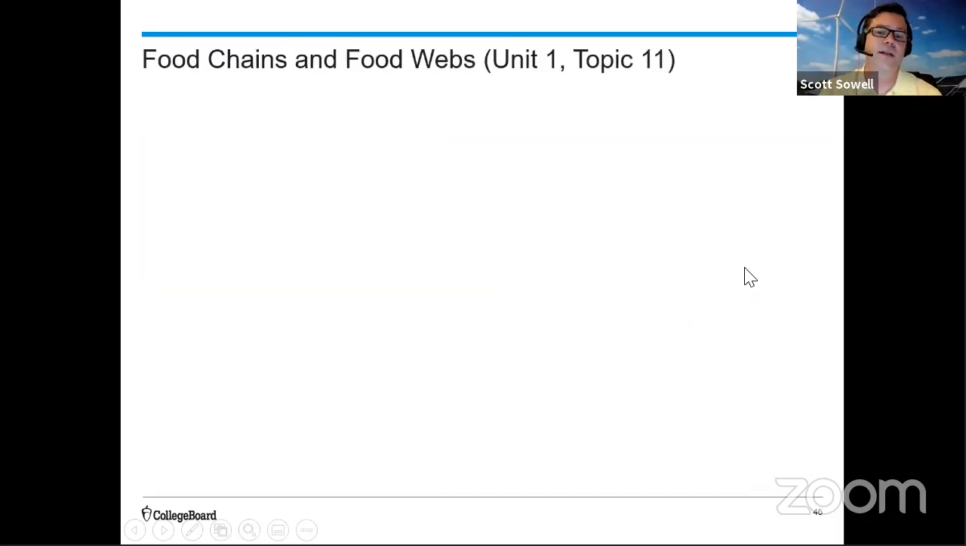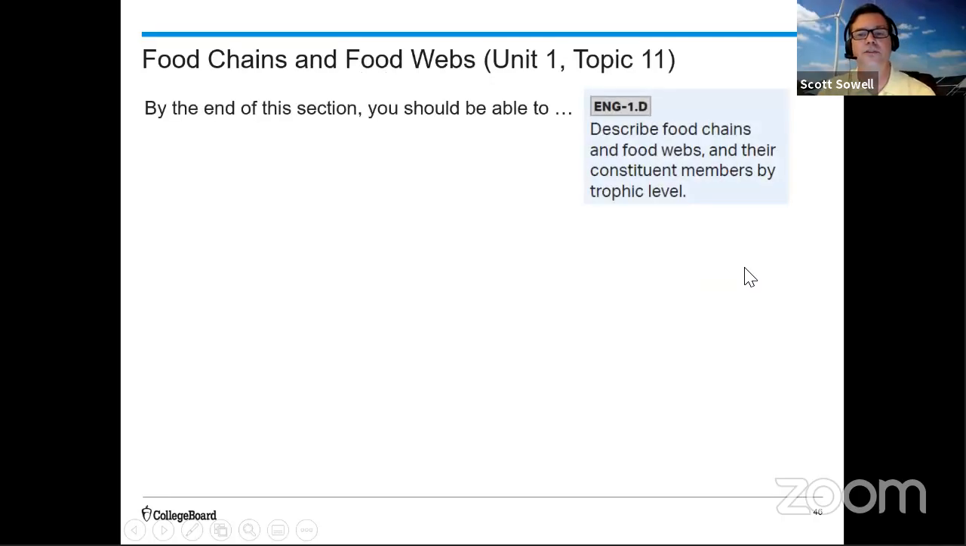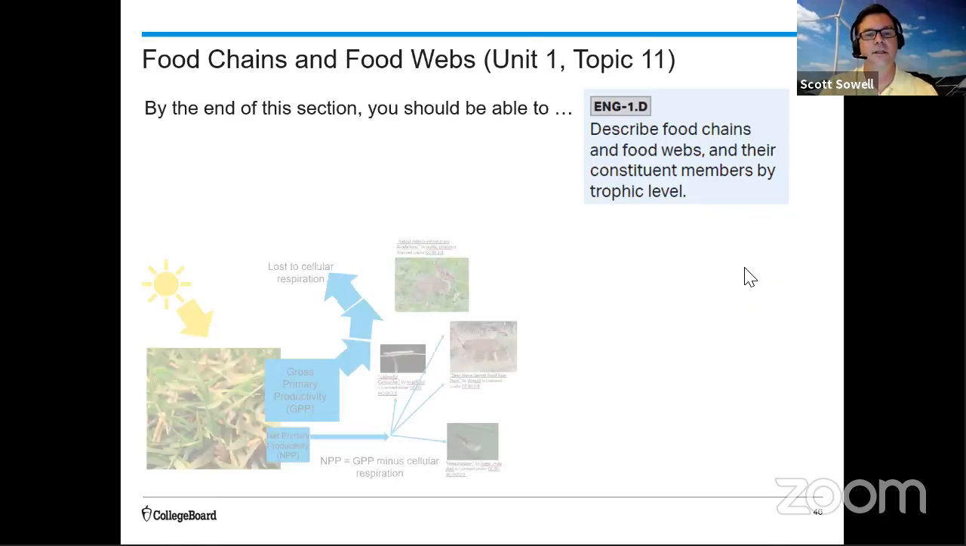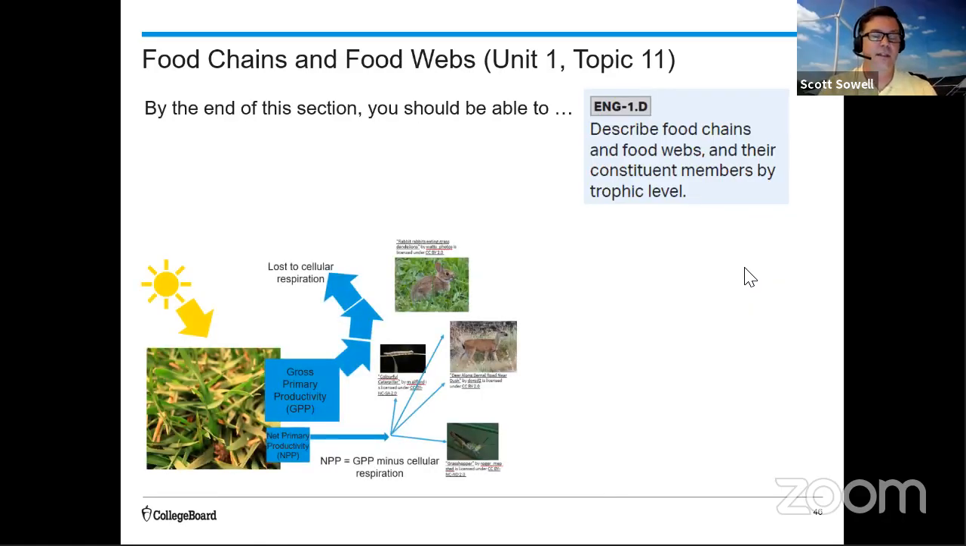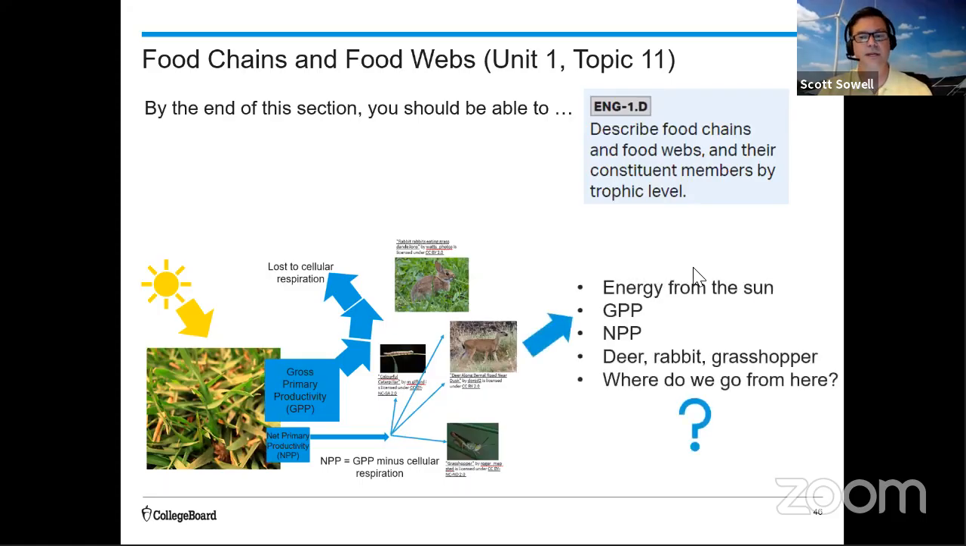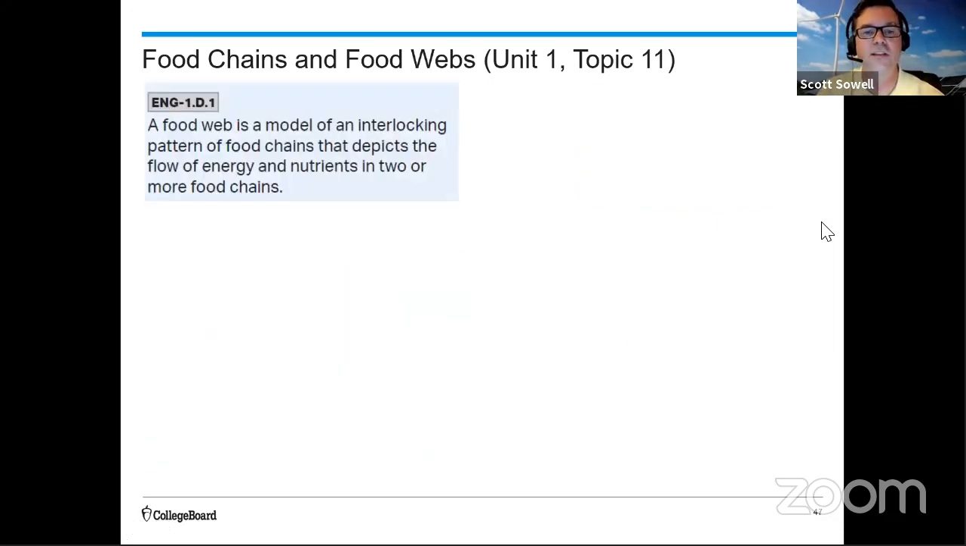All right, so let's talk about that web. So food chains and food webs, you should be able to describe them and their constituent members by trophic level. So we've gotten energy from the sun into the plant and transferred to those first organisms. But now what? Where do we go from there? We've got a deer, we've got a rabbit, we've got a grasshopper, we've got a caterpillar. What's next? And that's good old food chains, food webs.